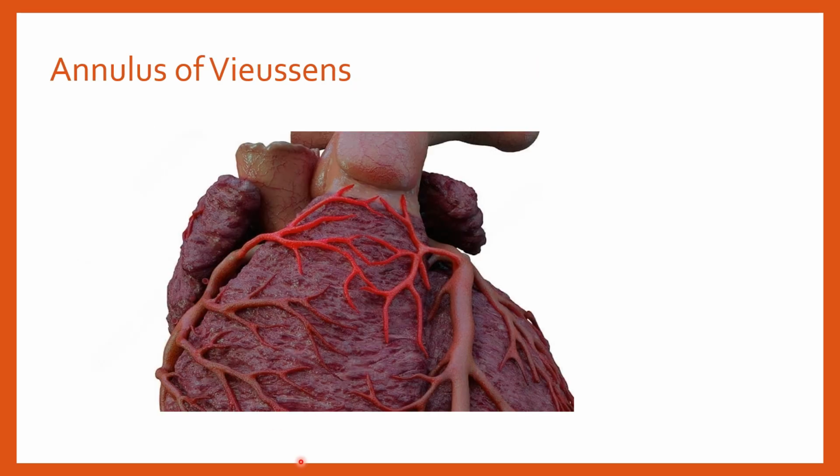Here we can see the annulus of Wilson's, which is an anastomotic necklace formed by the anastomosis of the right conus artery, which is from the right coronary, and the left conus artery, which comes from the left anterior descending or anterior intraventricular artery. And this anastomosis is formed around the infundibulum of the right ventricle.